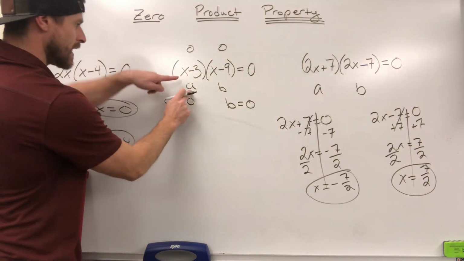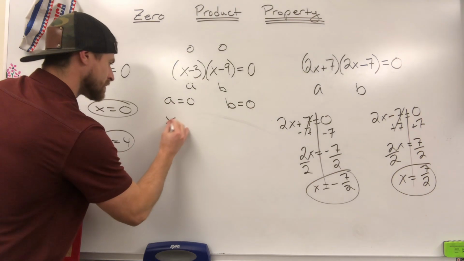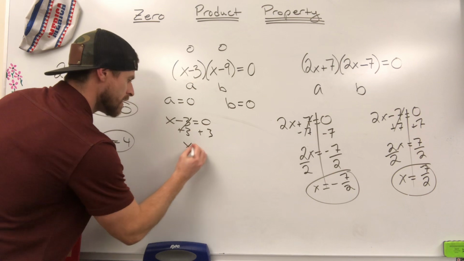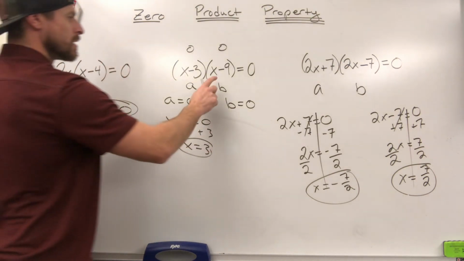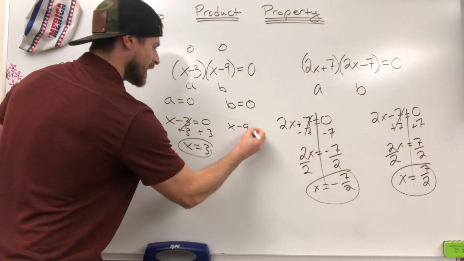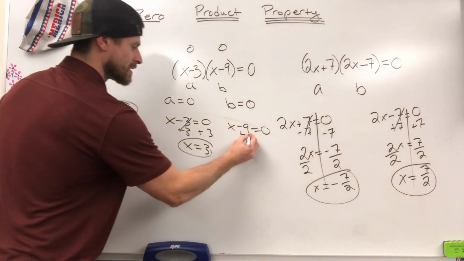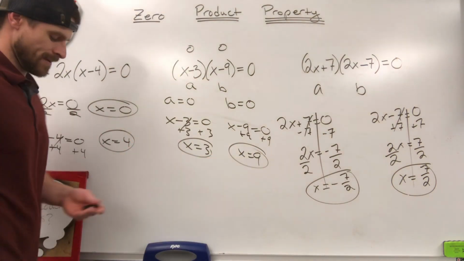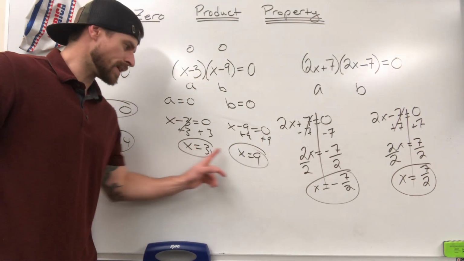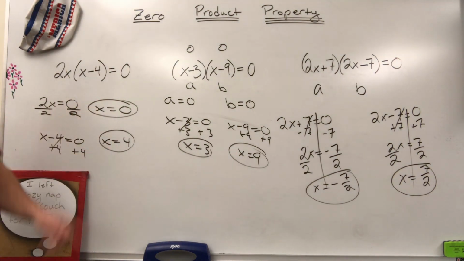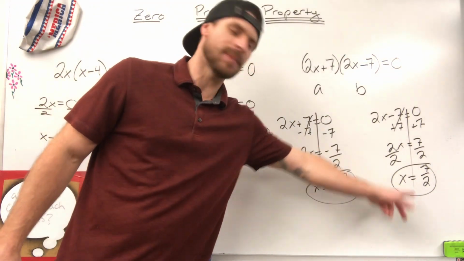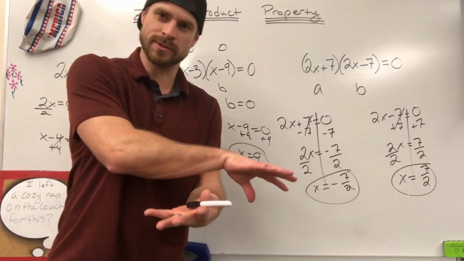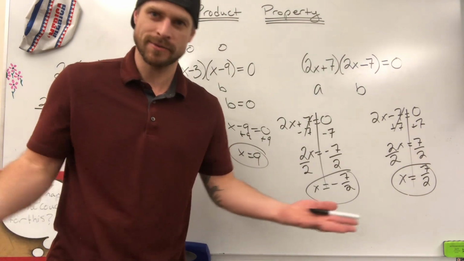So all that means is if A is this, x minus 3 equals 0, and then you just solve. Plus 3 plus 3, x is 3. There's one of your roots. B, x minus 9 has to make a 0. Plus 9 plus 9, x could also be 9. So roots of 3 and 9, roots of 0 and 4, roots of negative 7/2 and positive 7/2. That's the zero product rule, right? Something times something else equals 0. One of those values has to be a 0.